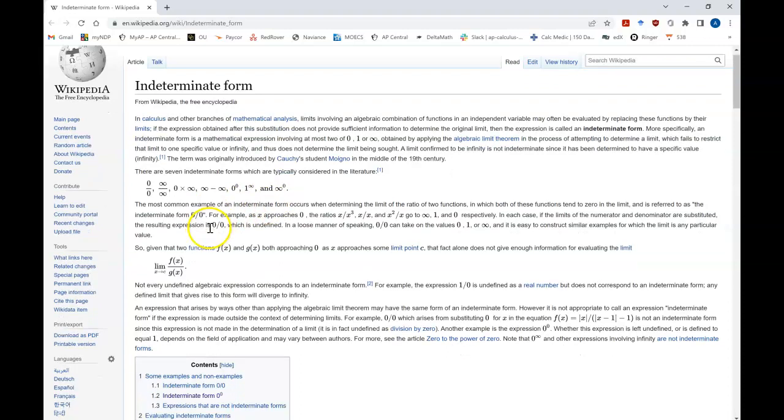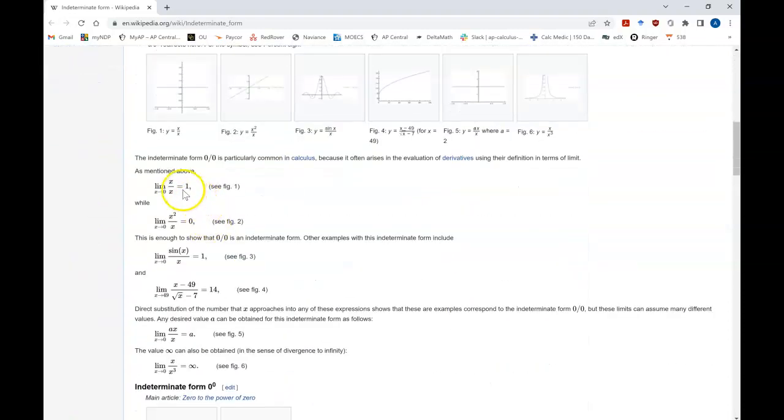To illustrate why they're indeterminate, say you have 0 over 0. The limit as x approaches 0 of x over x should be 1, but if I plugged it in directly, you get 0 over 0. If I have x squared over x, that should give me 0, because the x's would reduce out after you reduced it.